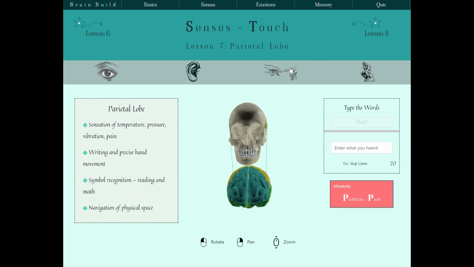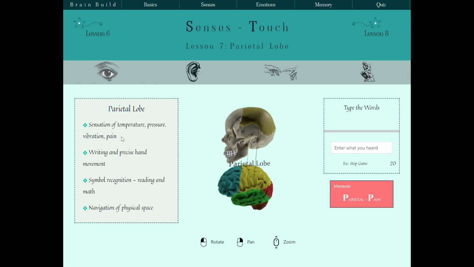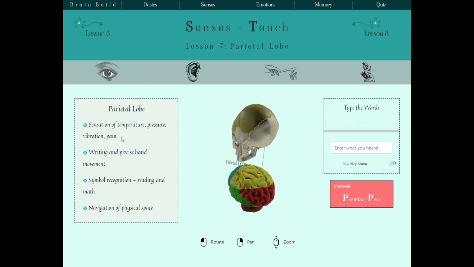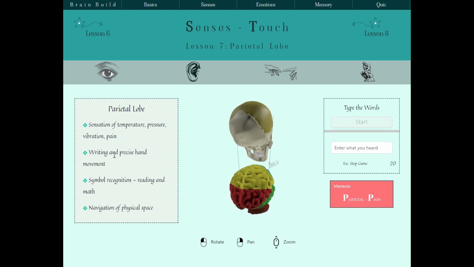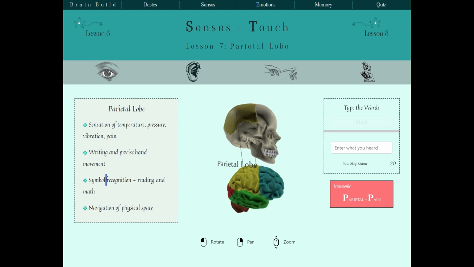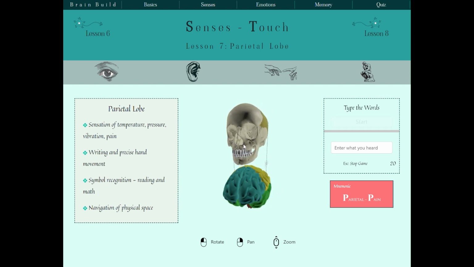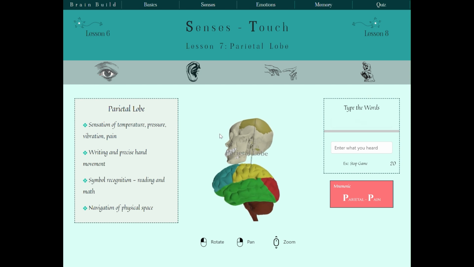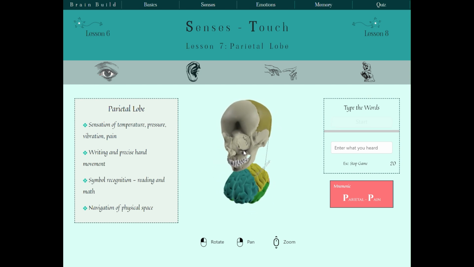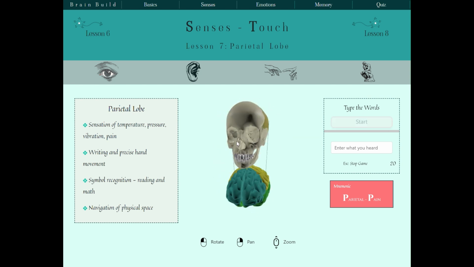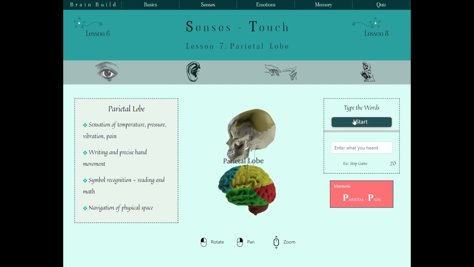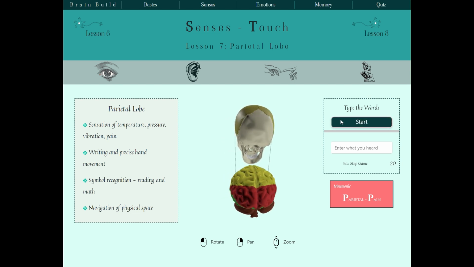Lesson 7. The parietal lobe. Sensation of temperature, pressure, vibration, and pain. Writing and precise hand movement. Symbol recognition. Reading and math. Navigation of physical space. So the parietal lobe is up at the top, I guess. Yeah, it looks like it's at the top. And we've got another type the words, so let's start it.